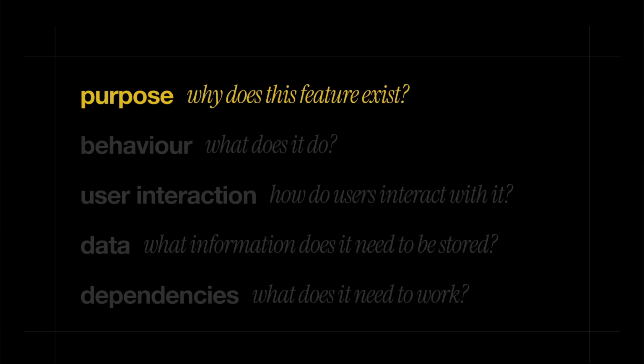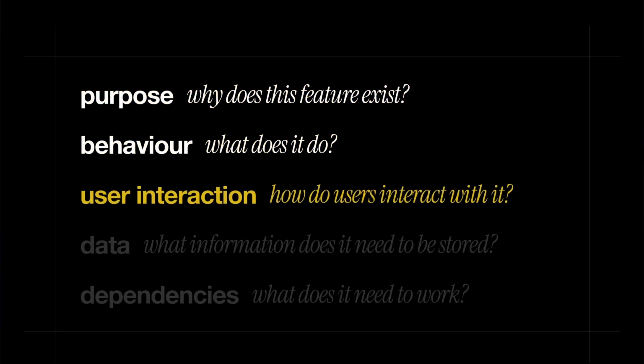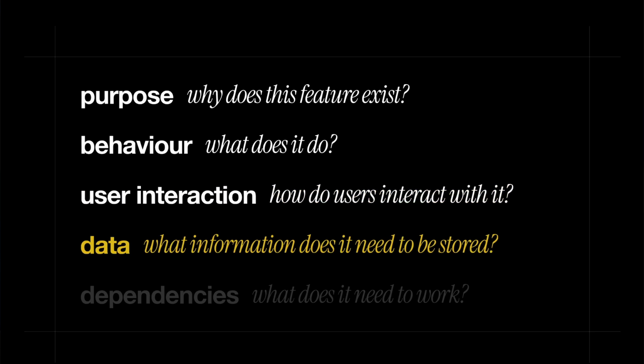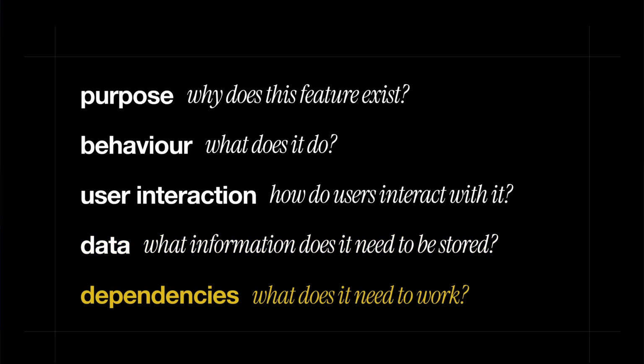When defining features, you can't just simply say a QR code generator feature. A feature needs to be specific and its description needs to have these points. First, the purpose, so why does this feature exist? Second, its behavior, so what does it do? Third, user interaction, how do users interact with it? Fourth, data, what information needs to be stored. And finally, dependencies. What libraries does this feature need to work?